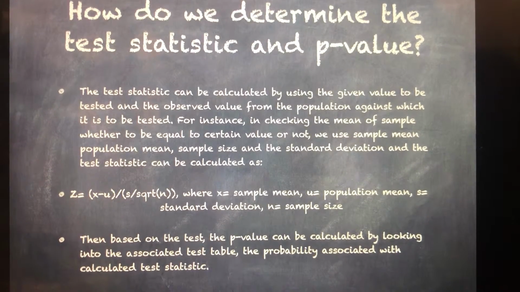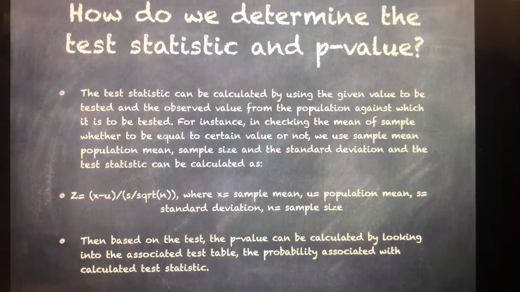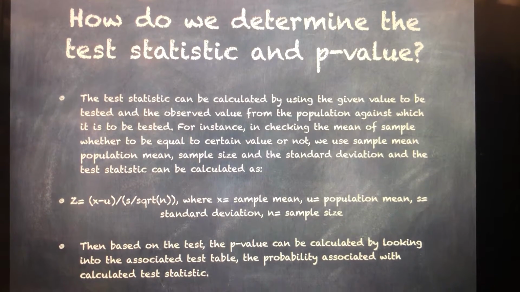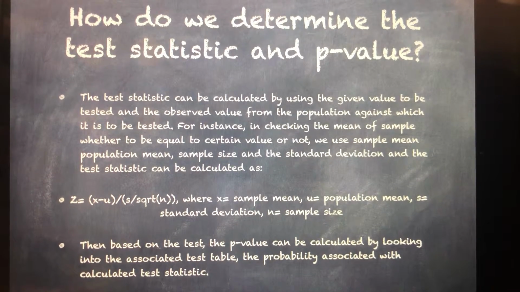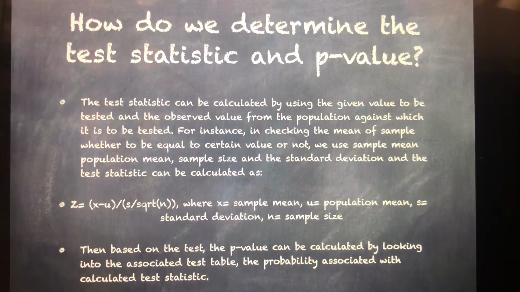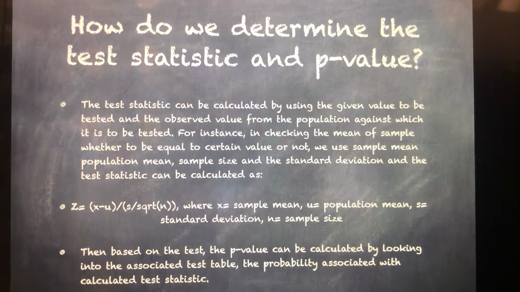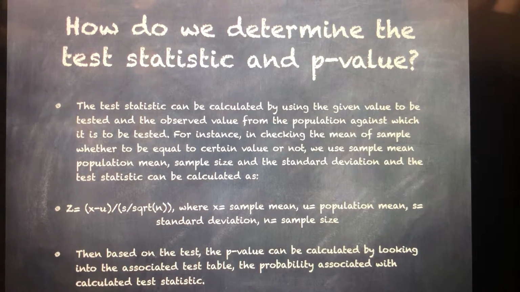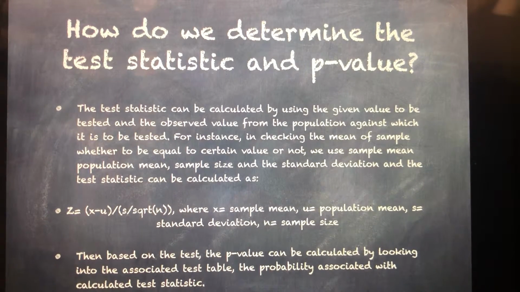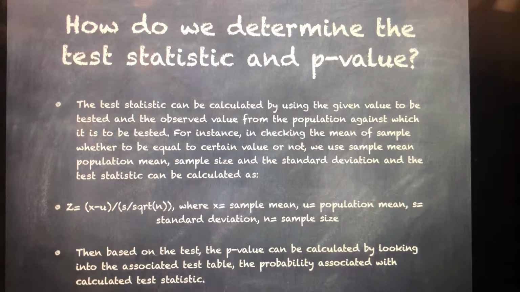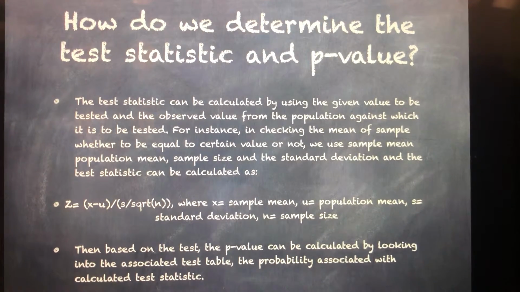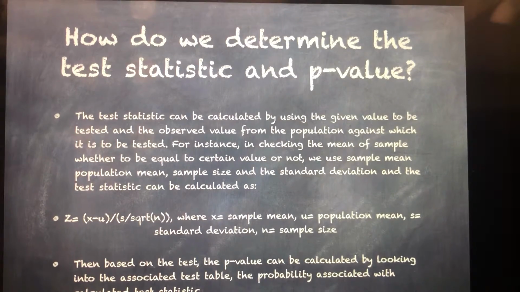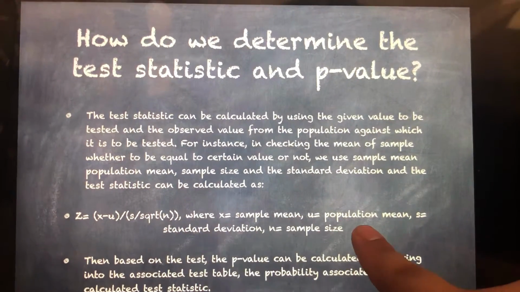How do we determine the test statistic and p-value? The test statistic can be calculated by using the given value to be tested and the observed value from the population against which it is to be tested. For instance, in checking whether the mean of a sample is equal to a certain value or not, we use sample mean, population mean, sample size, and the standard deviation, and the test statistic can be calculated as shown down below, which is right here.